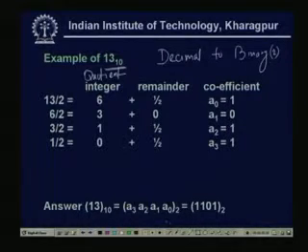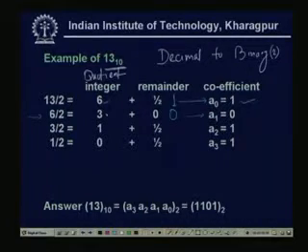So, I write the remainder as 1, and I am writing this remainder as the coefficient, say a0 equal to 1. Now, I already got that my quotient becomes 6. So, in the next step I take the 6 and repeat the division. So, this will be 6 divided by 2. The quotient is 3, the remainder is 0. So, again this 0 I am taking as the coefficient a1 equal to 0.